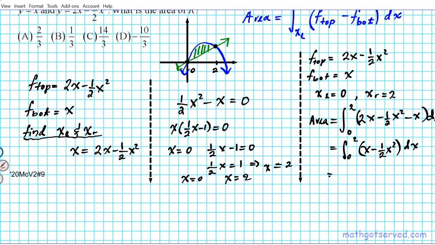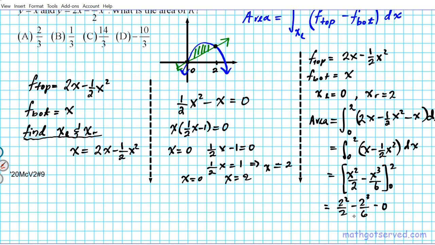When you integrate, you have the integral of x is x squared over 2 minus the antiderivative of 1/2 x squared, which is x to the third over 3, but there was a 2 there, so that becomes 6, evaluated from 0 to 2. Okay? When you plug in the upper limit, you get 2 squared over 2 minus 2 to the third over 6. And then when you plug in the lower limit, you get 0.